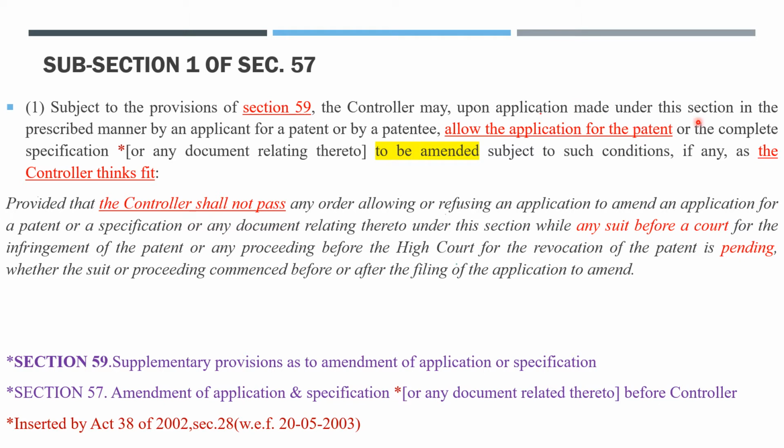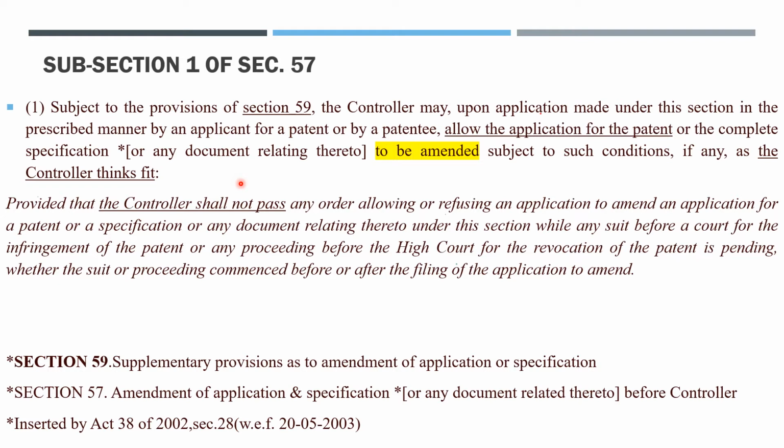Upon application made under this section in the prescribed manner by an applicant for a patent or by a patentee, that means the person may be an applicant or may be a patentee, and we know very well the difference between an applicant and a patentee from our previous lectures. Now, allow the application for the patent or the complete specification or any document relating thereto to be amended subject to such conditions, if any, as the controller thinks fit. That means if he is satisfied by the criteria, he allows such application for the patent.